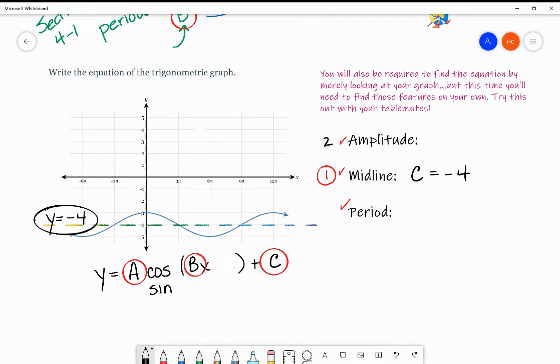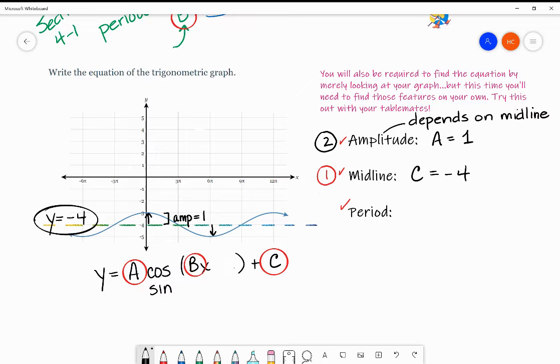Secondly, what you want to do is find the amplitude, because the amplitude depends on your midline. Why? Because the amplitude is the distance from the midline to your max value or the midline to your min value. And that difference right here is your amp value, which in this case is a 1. Okay? It's 1 unit up or 1 unit down, but we always take the absolute value. So amp is 1 unit.